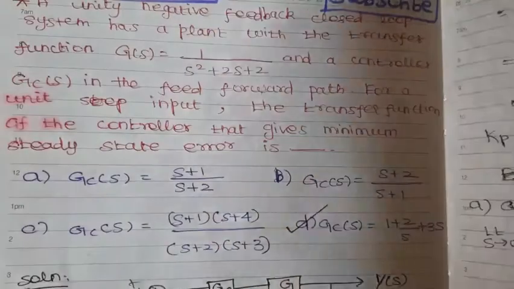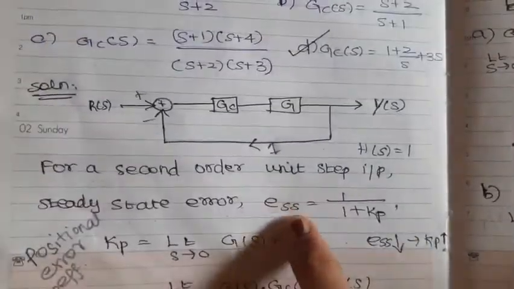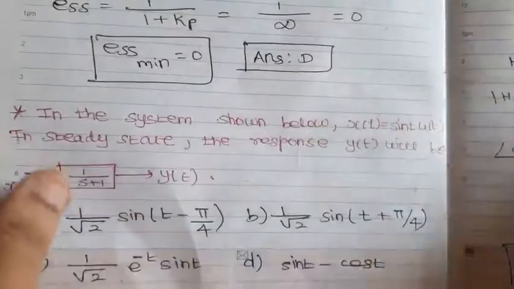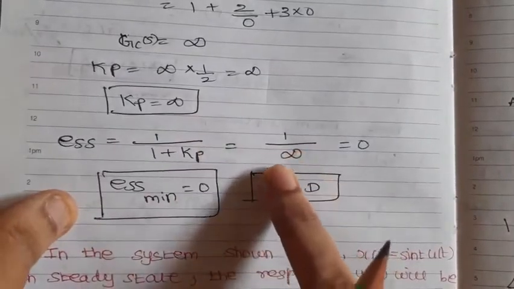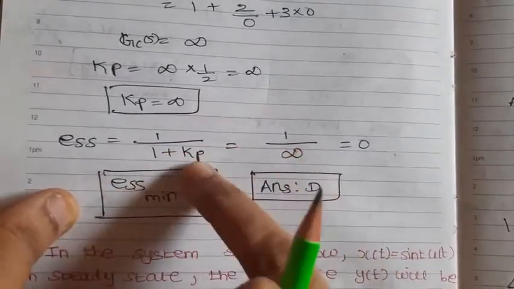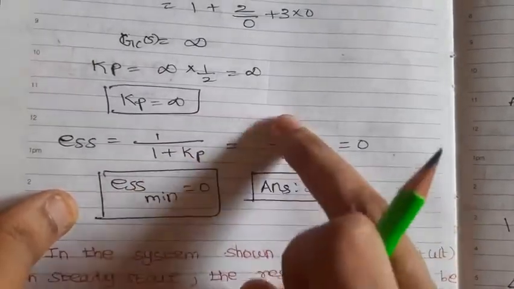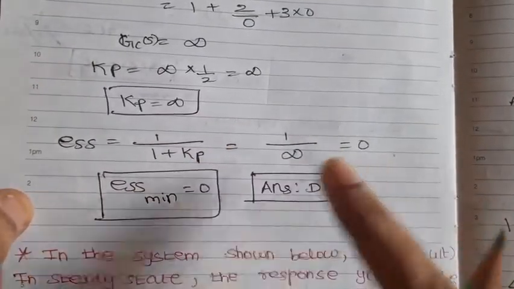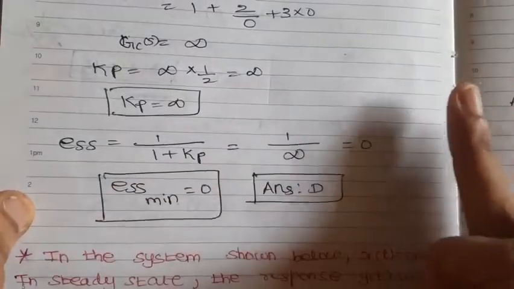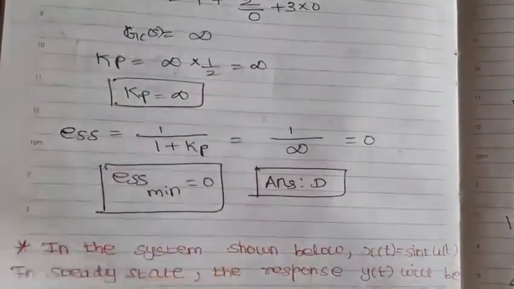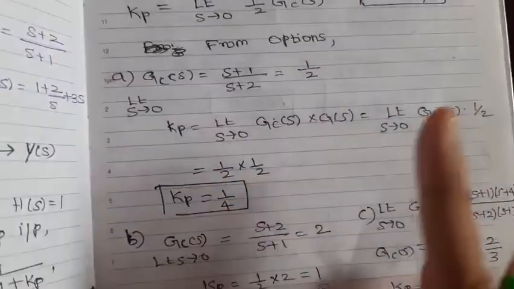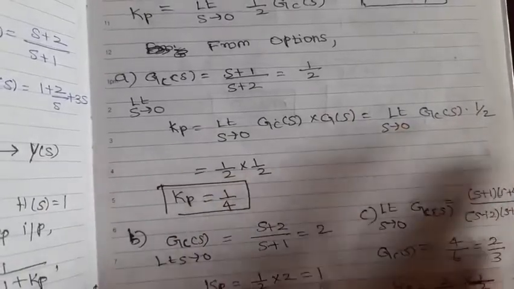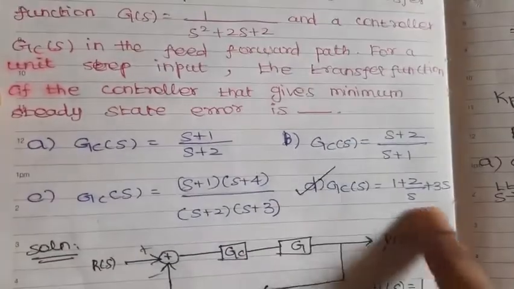Now to find the ESS, steady state error, it is nothing but 1 by 1 plus Kp. The fourth option is infinity, so substitute that: we will get 1 by 1 plus infinity, which is infinity only. Anything divided by infinity, obviously we will get 0. So for the fourth option it is 0. This will be the minimum steady state error. For the rest of the options, we will have some constant value greater than 0, it will not be 0. So option D only gives the minimum steady state error.